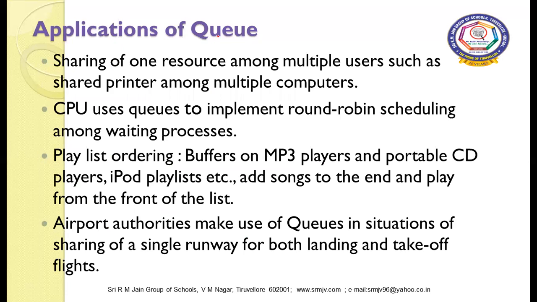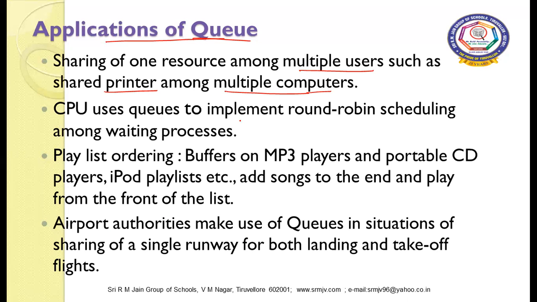Applications: where all are we using the queue? Sharing of one resource among multiple users, such as sharing a printer among multiple computers. That is, if I have only one resource and want to use it for multiple computers, all the computers may request a job to the same printer. So the jobs will be scheduled in such a way that they are queued for the printer.